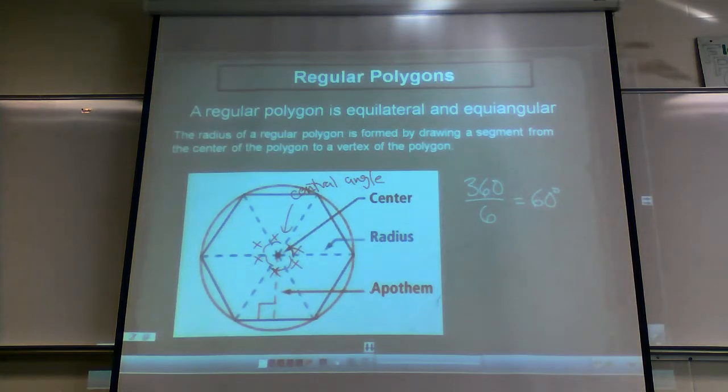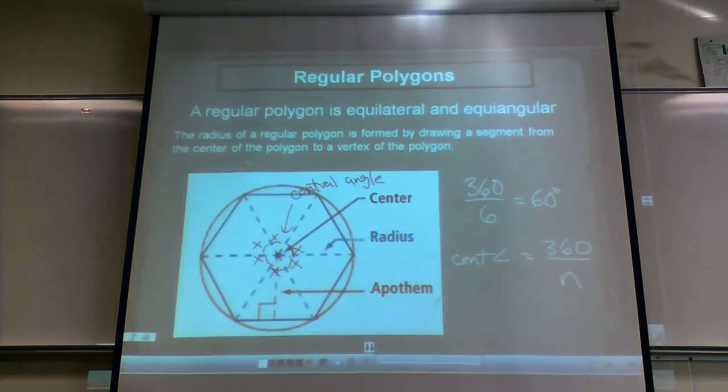If I wanted to make this into a formula, the central angle is always going to be 360 divided by however many sides there are. N will always equal the number of sides for what we're talking about today, tomorrow, even the next one. Okay, so you do 360 divided by n. Now this is the central angle, sorry.